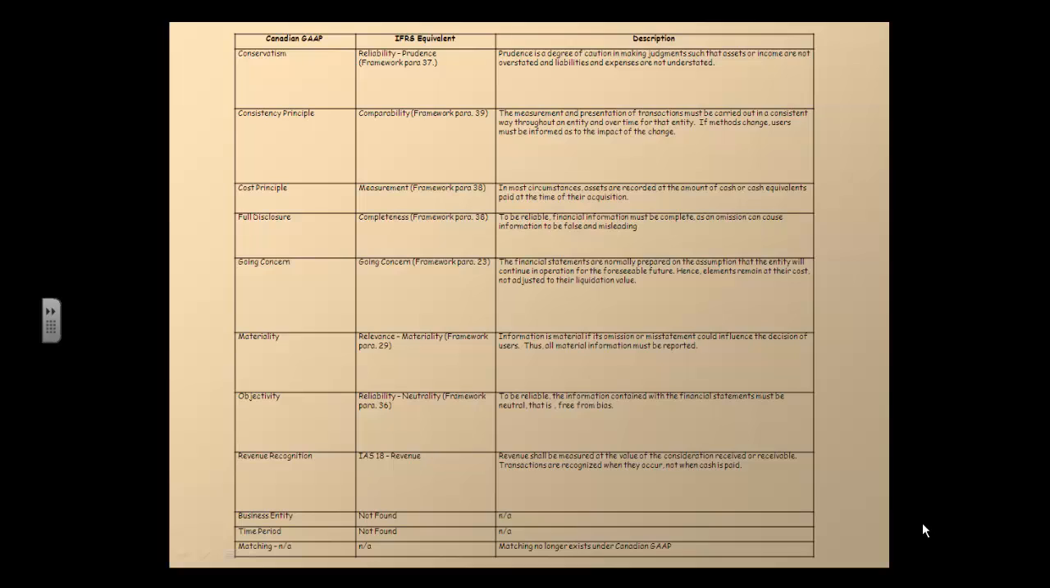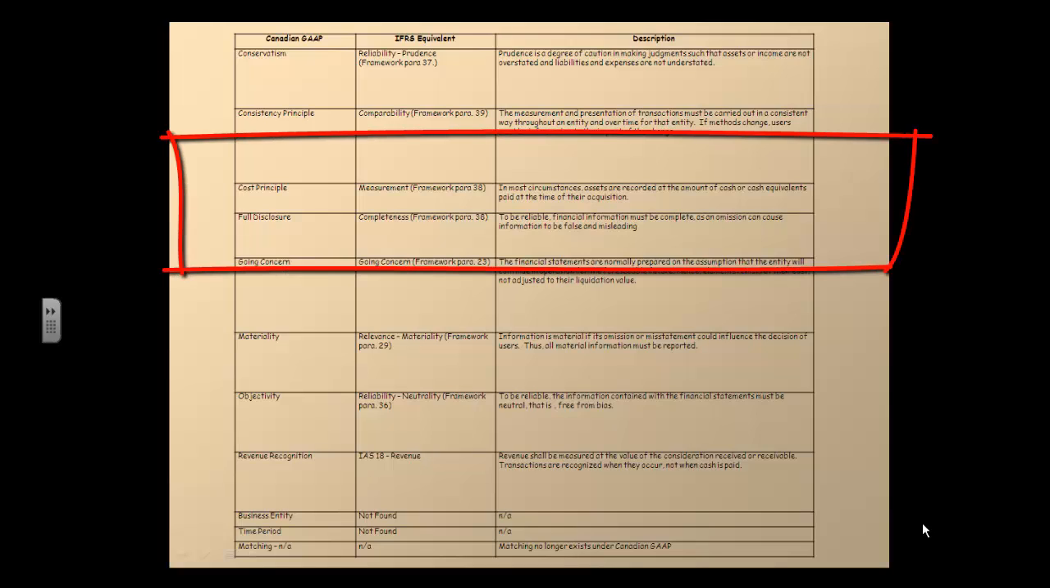Here's a list, and I'm going to provide you with this table, but it compares on the left the Canadian GAAP, the Generally Accepted Accounting Principles, to the IFRS equivalent, so the International Financial Reporting Standards. So let's take a quick look at the third one down, the cost principle, because we just looked at it. If you look on the right-hand side, it says, in most circumstances, assets are recorded at the amount of cash or cash equivalents paid at the time of their acquisition. So very similar to the Canadian GAAP, the cost principle, and the IFRS equivalent is called measurement framework, paragraph 38.